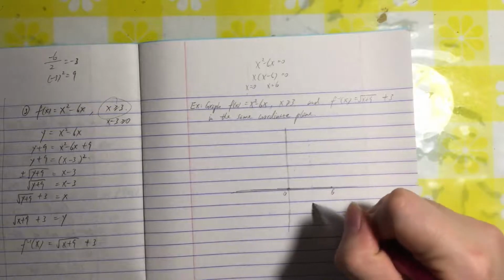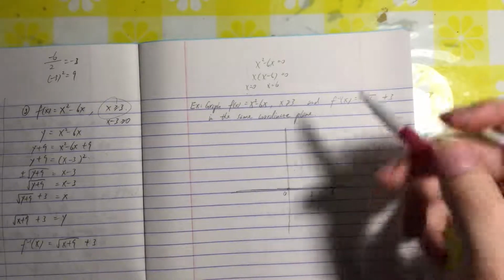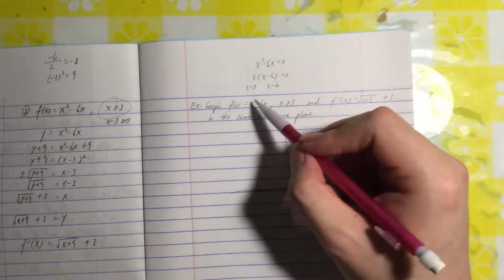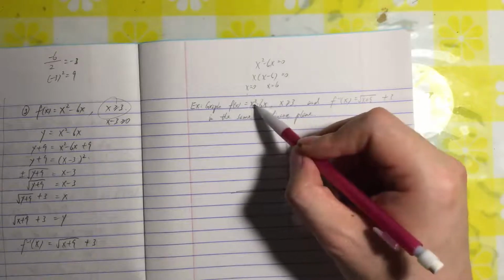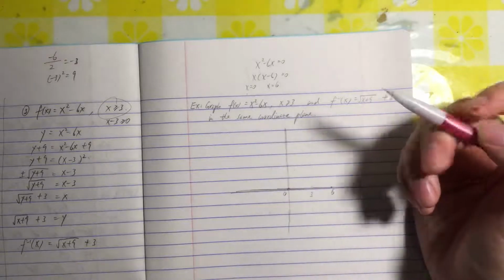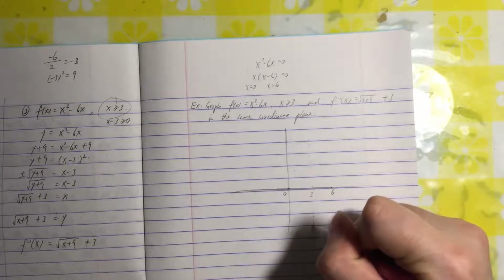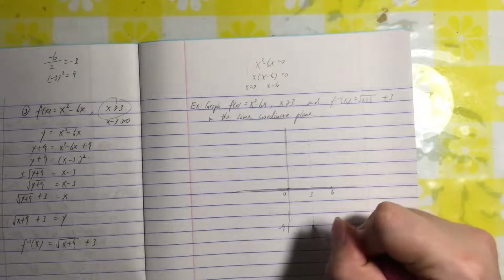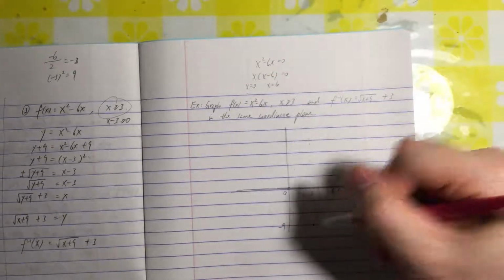The vertex is located at this line here. If I plug in 3 for x, 3 squared is 9, 6 times 3 is 18, and 9 minus 18 is negative 9. So that's the vertex. The graph is a parabola open upward.